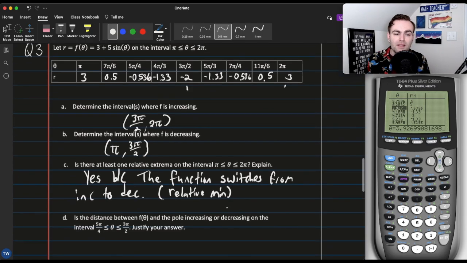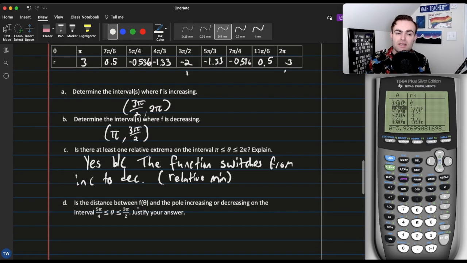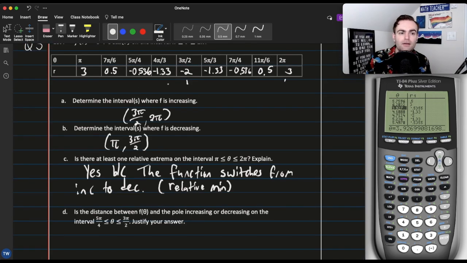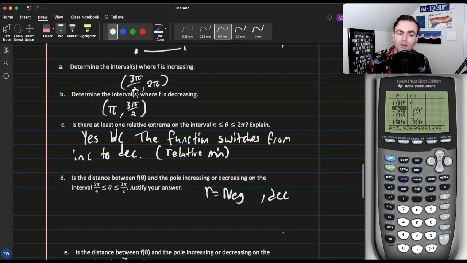Here we go. Is the distance between the function and the pole increasing or decreasing from 5 pi over 4 to 3 pi over 2? So in here, are we going further away, or are we going closer to the pole? Well, I know that r in this case is negative, and we can see that it is decreasing. So if r is negative and decreasing, that distance must be increasing.